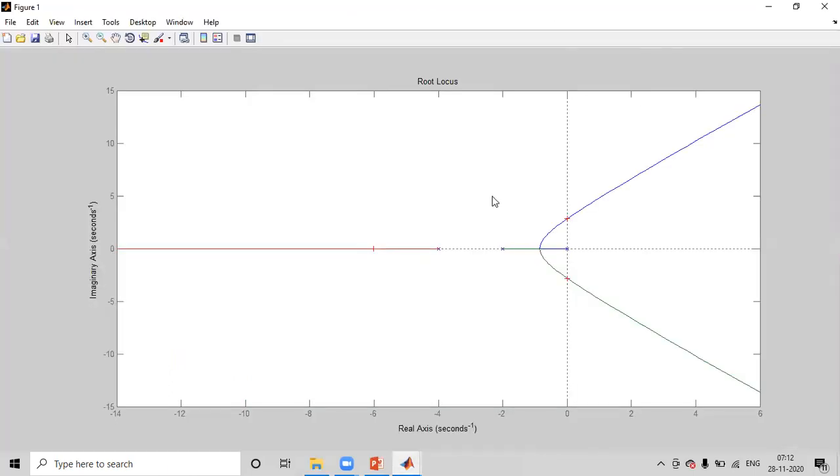This is the graph. Now if you observe here, there are 3 poles. These are the 3 poles.